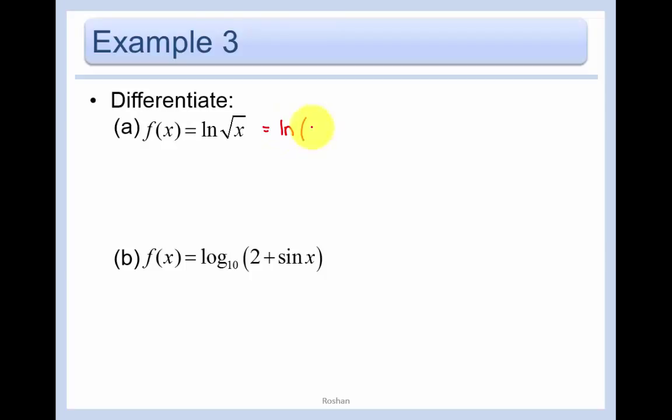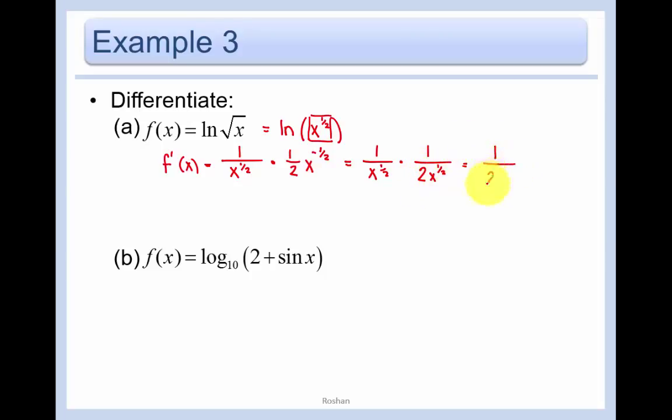Okay. Now we want to find the derivative of ln root x, and I'm going to just rewrite that as ln of x to the 1/2 power. And so clearly this is another chain rule, so that is my box. So f prime of x is 1 over x to the 1/2 times the derivative of x to the 1/2 is 1/2 x to the negative 1/2. Let's go ahead and just simplify this down a little bit. So I have 1 over x to the 1/2 times 1 over 2x to the 1/2. In other words, 1 over 2x. So that's my answer there.